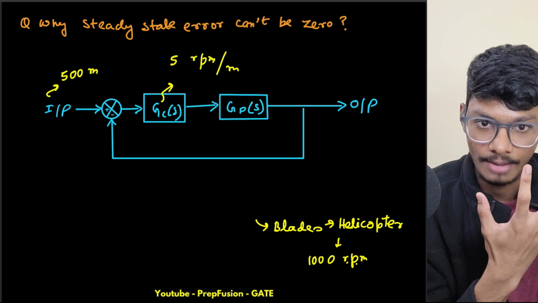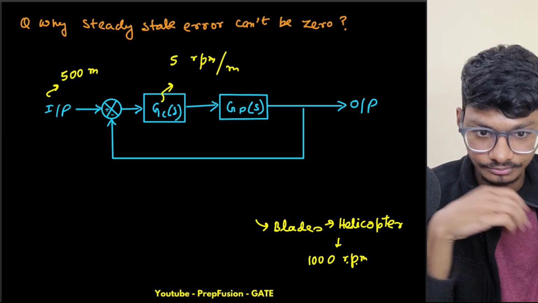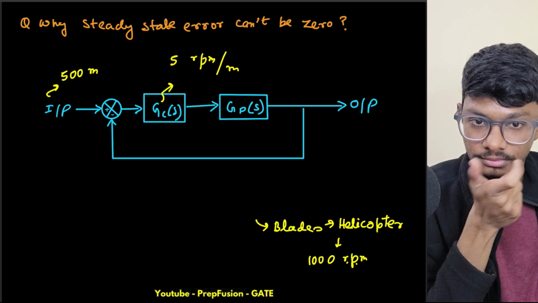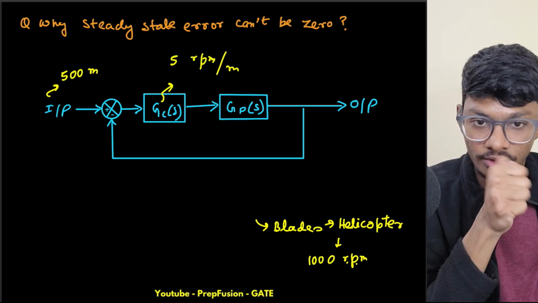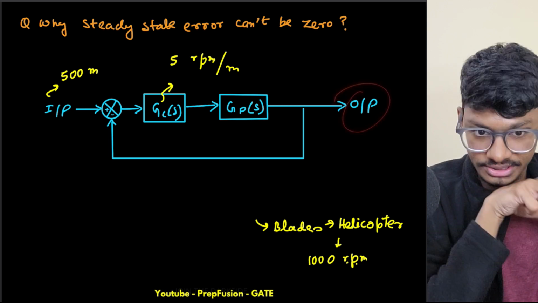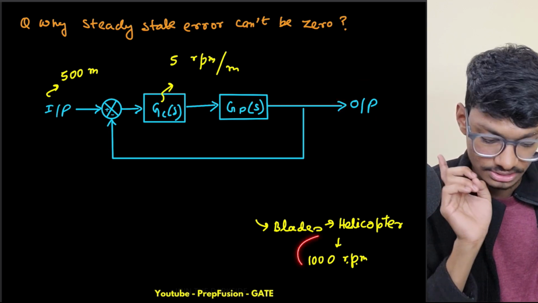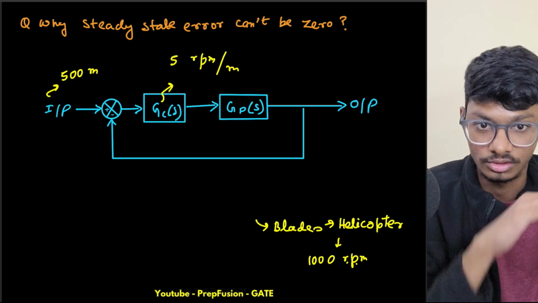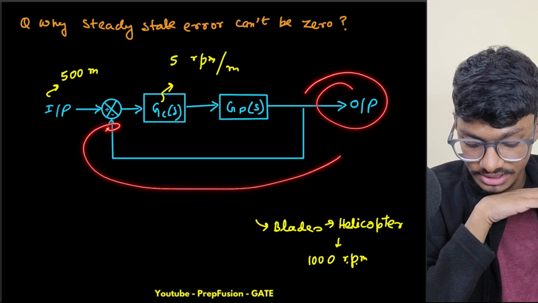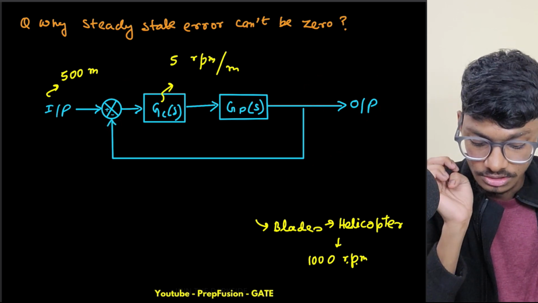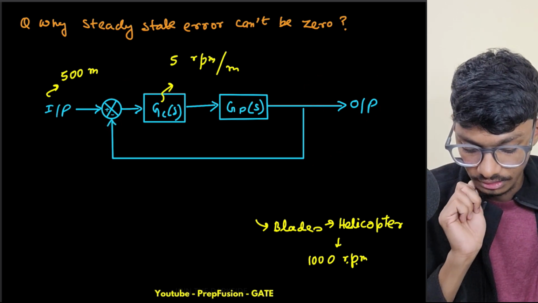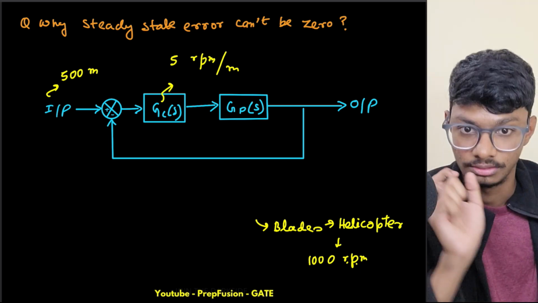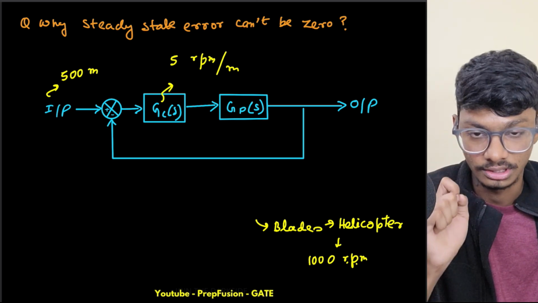Slowly what will happen? Slowly it will reach steady state, and at steady state it will reach 1000 rpm. At 1000 rpm, it will just hover. This output won't change, because it will just hover. As this output won't change, this error signal will also be constant. So if I reach 1000 rpm, my output won't change. So my steady state condition is my blade's speed reaching 1000 rpm.